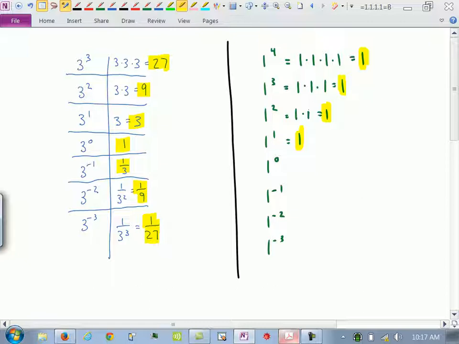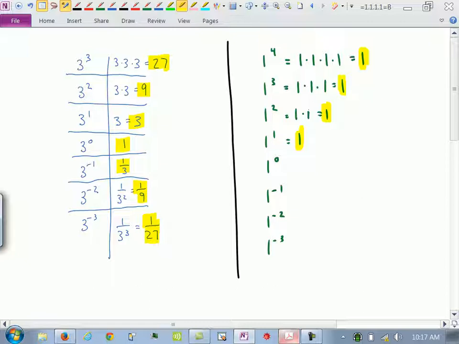We went from 27 to 9, which meant we divided by what? 3. What's 9 divided by 3? 3. What's 3 divided by 3? 1. What's 1 divided by 3? 1/3. What's 1/3 divided by 3? 1/9. And you see, every time you have one of these, what happens is you divide by something. The same thing every time.